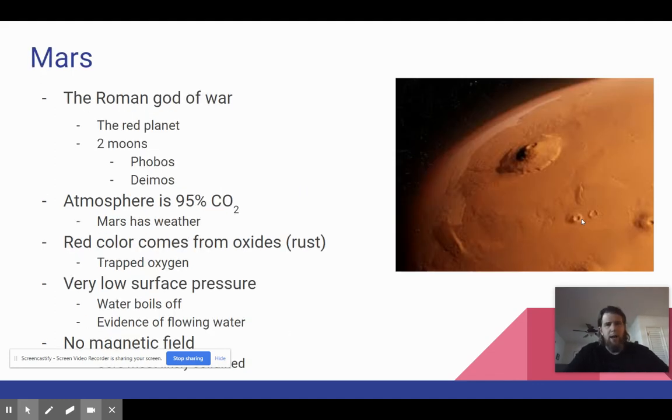Okay, so then we've got Mars. Mars is the Roman god of war, and it's the red planet, so you think red, angry. There are two moons of Mars, Phobos and Deimos. One is fear. Deimos, I don't know if it's evil, I can't think of it right now, so I apologize for that. But the atmosphere is 95% CO2, meaning carbon dioxide. So that's very abundant. That is not something that humans can easily breathe in and function.